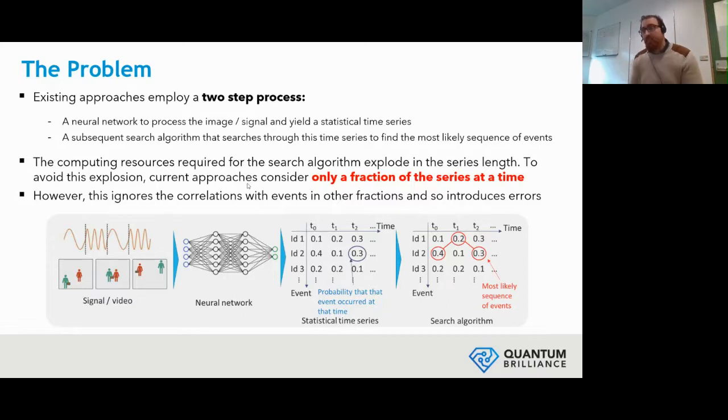This table is typically of massive size. Each time bin has a series of probabilities, and the job of the search algorithm is to search this table and find the most likely sequence of events, the path that has the highest probability. The computational resources required to do this explode with larger and larger audio. Because these probabilities have correlations to each other, it's not ideal to ignore part of it and process just part of it.